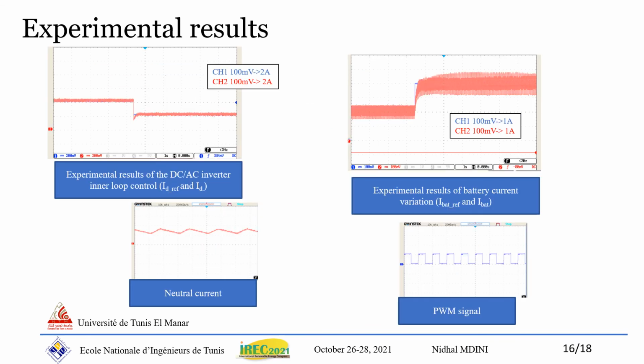The first experimental result gives the current regulation in the battery DC-DC converter control. It shows the performance of the developed PI control. The power variation is achieved by the regulation of the currents ID and IQ in the inner loop of the DC-AC inverter control. The ID current regulation is shown in the figure at the right on the top of this slide. The neutral filter current shows a little ripple current. Finally, the PWM signal is presented, which is sent to the power system.